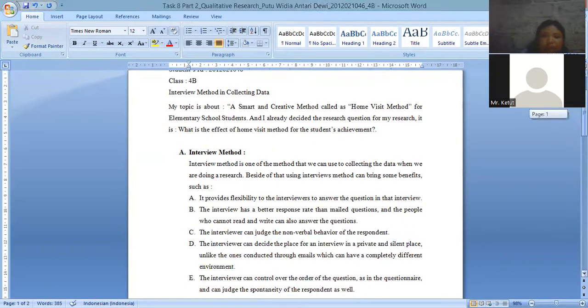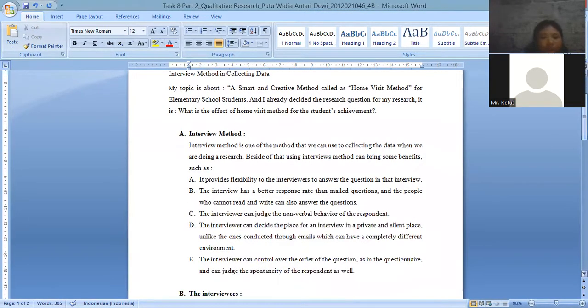Next, I would like to tell you about the interview method first. As we know, the interview method is one of the methods that we can use to collect the data when we are doing research. Besides that, using the interview method can bring some benefits for us. It provides flexibility to the interviewers in the interview. The second is that interviews get a better response, and people who cannot read and write can also answer the questions. The third is that the interviewer can judge the nonverbal behavior of the respondent.